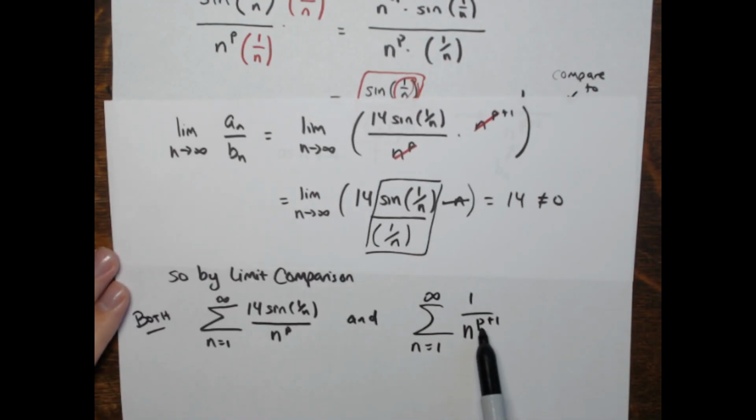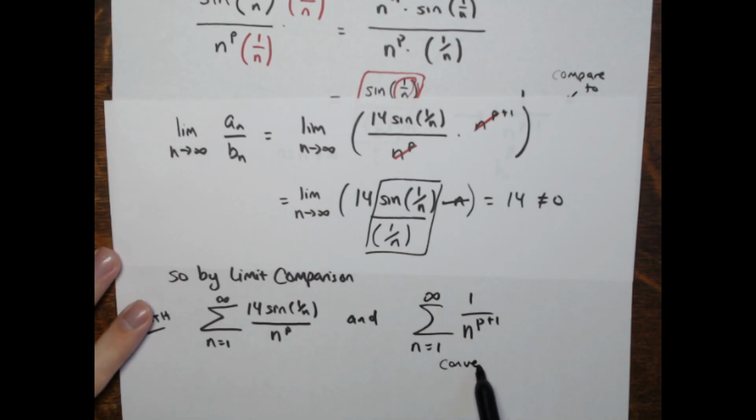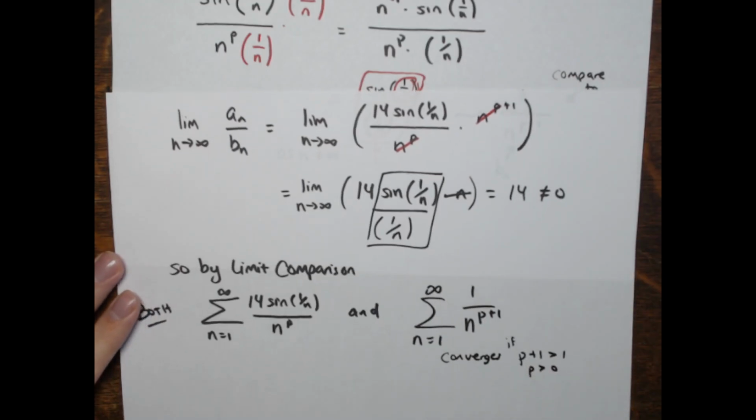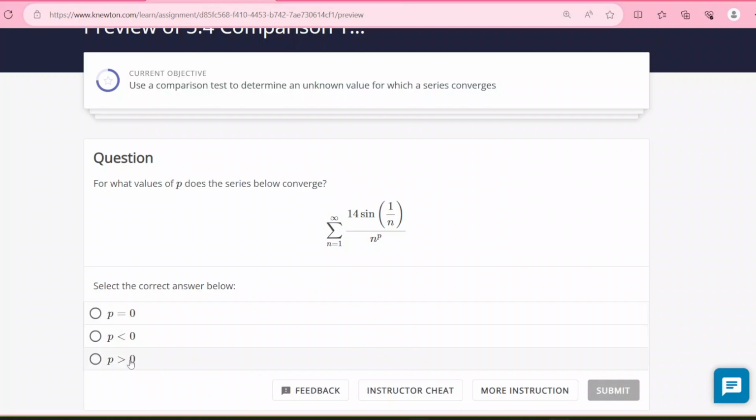Right. Now remember this, they're asking for values of p for which this converges. Remember this is like a p series here, 1 over n to some power. Right? Remember this converges when the power on n, so p plus 1, is greater than 1. So subtracting 1 from both sides, when p is greater than 0. So that's when both of these will converge, because when p is greater than 0, this will converge, and by limit comparison, this will converge as well. So p must be greater than 0. That's what I got down here.